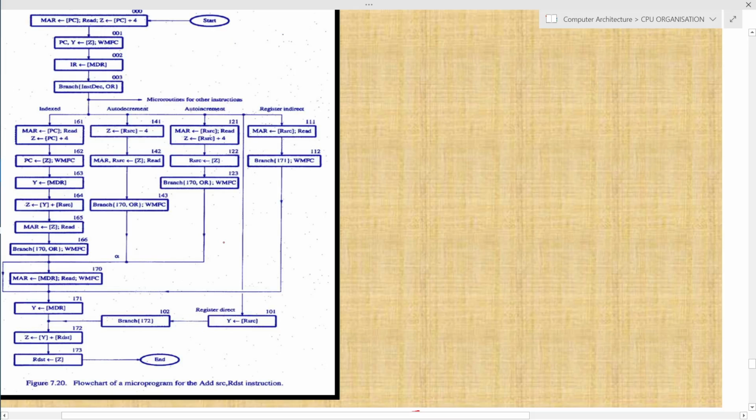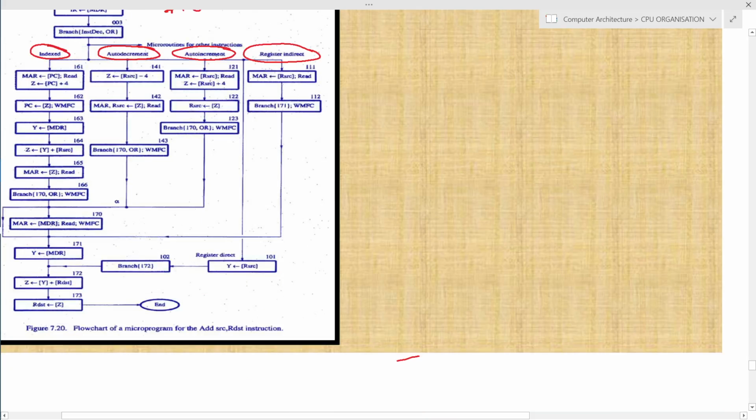In the same way, if it is auto decrement, it will fetch the control word from location 141, and successive control words will be fetched from the successive locations. For auto increment, the control word will be fetched from location 121, and for register indirect, it will fetch from 111. So this is a typical example to understand how the type of operands used in the instruction plays an important role in generating the different control signals by reading the content of different locations from the control store.